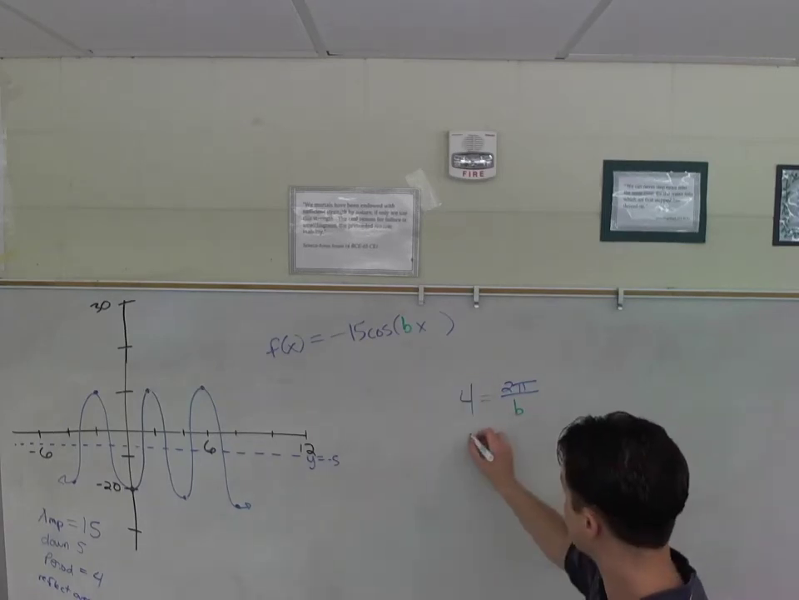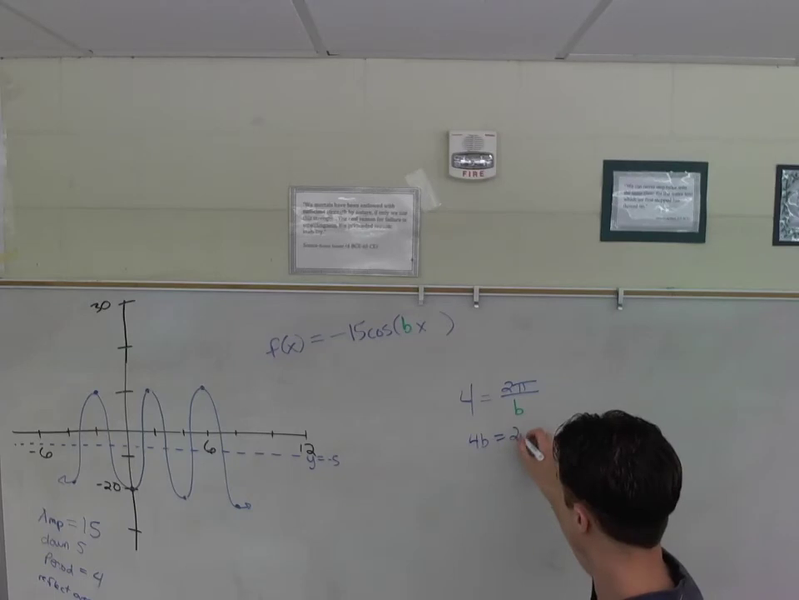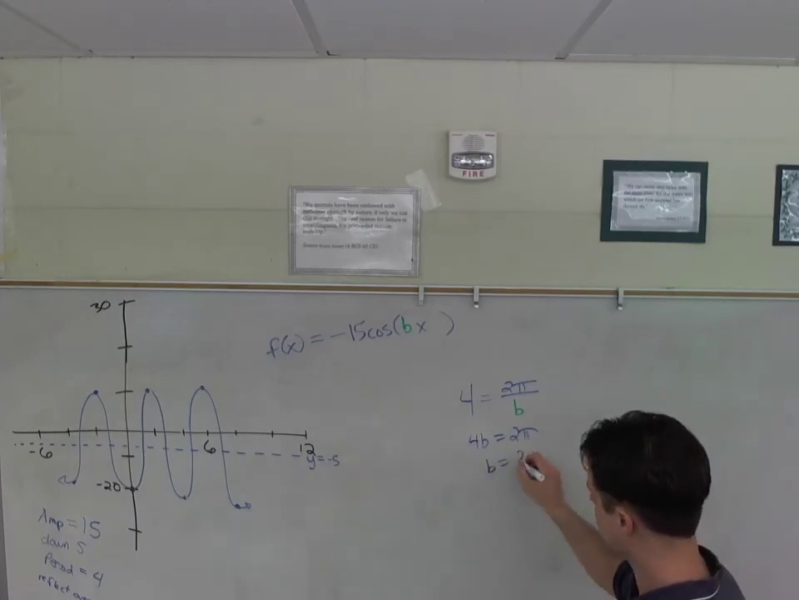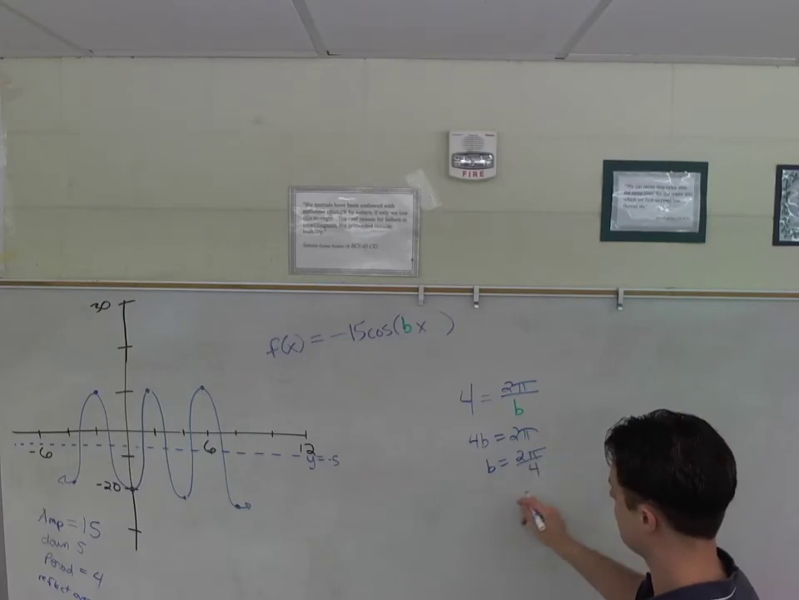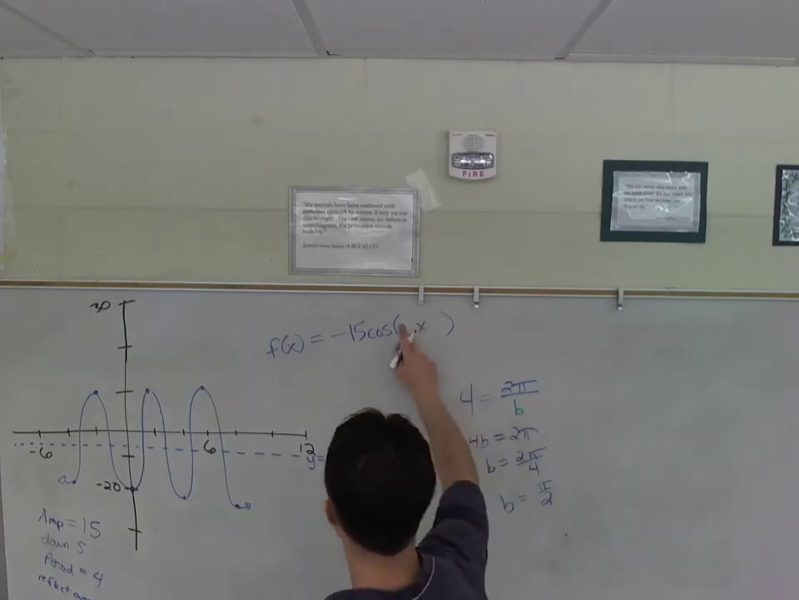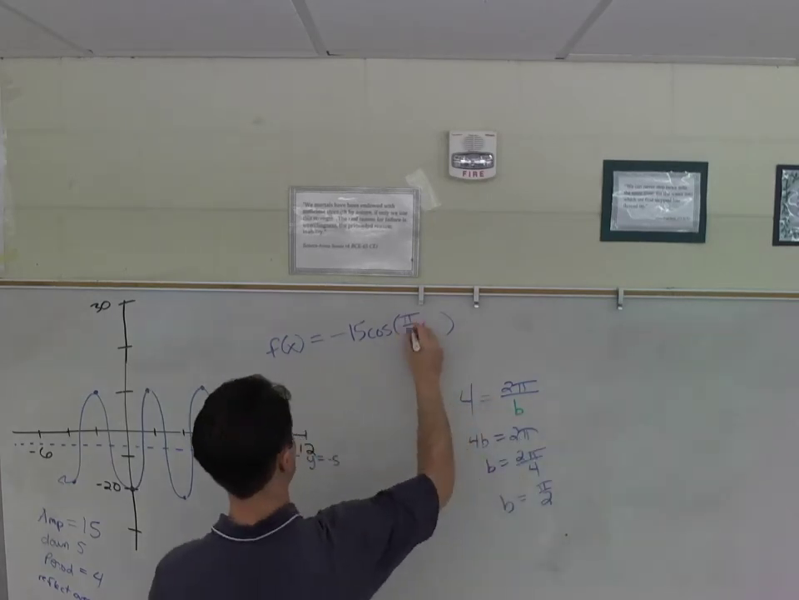So you go up, divide. So b is what? 2 pi over 4, which is pi over 2. So that's what we need to fill in this blank with: pi divided by 2.